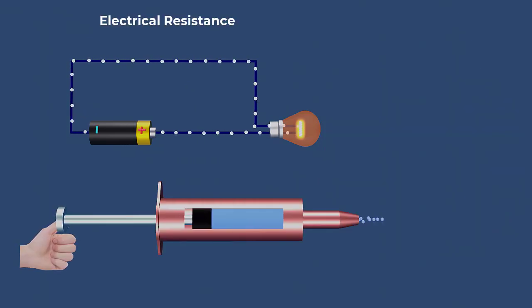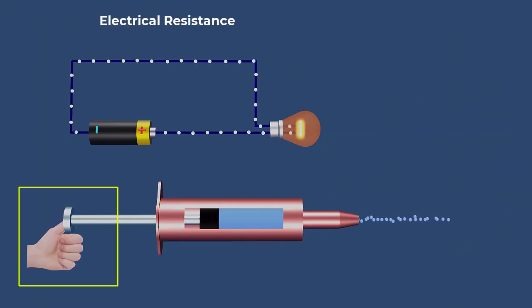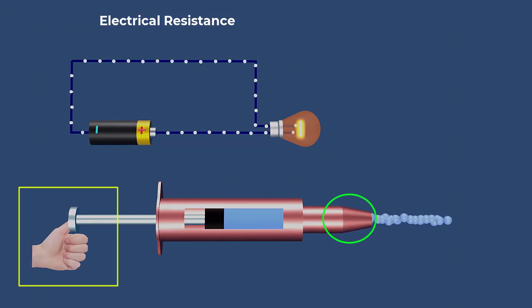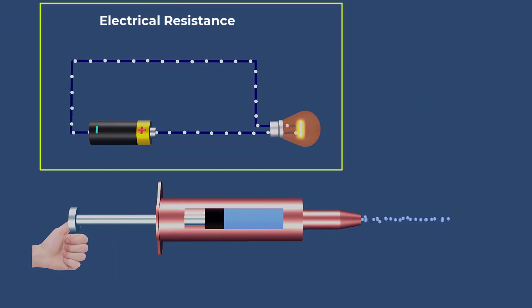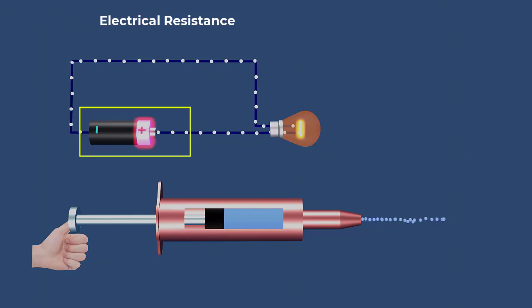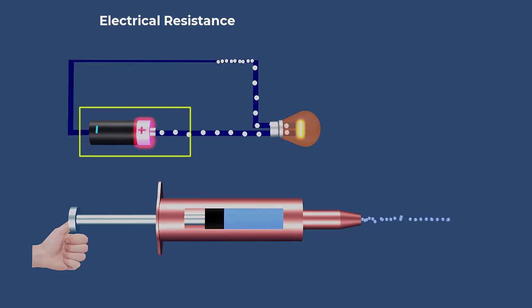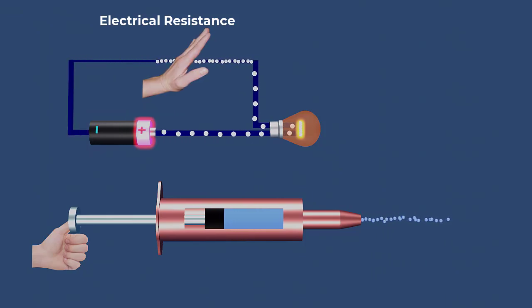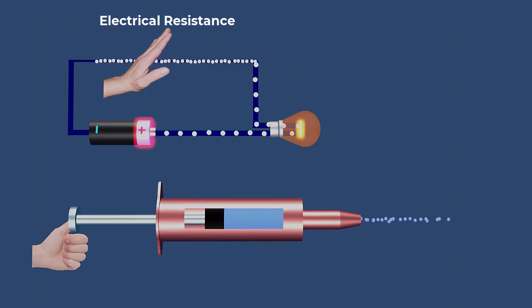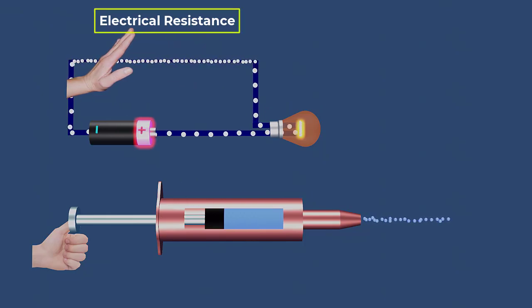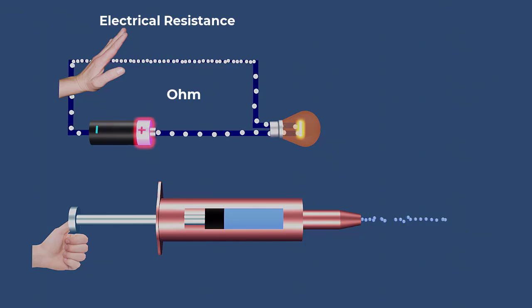The flow of a fluid through a pipe depends on the pressure and the size of the pipe. Similarly, electric current depends on the applied voltage and the size of the conductor. Opposition offered by a material to the flow of electricity is called resistance. It is measured in ohms.